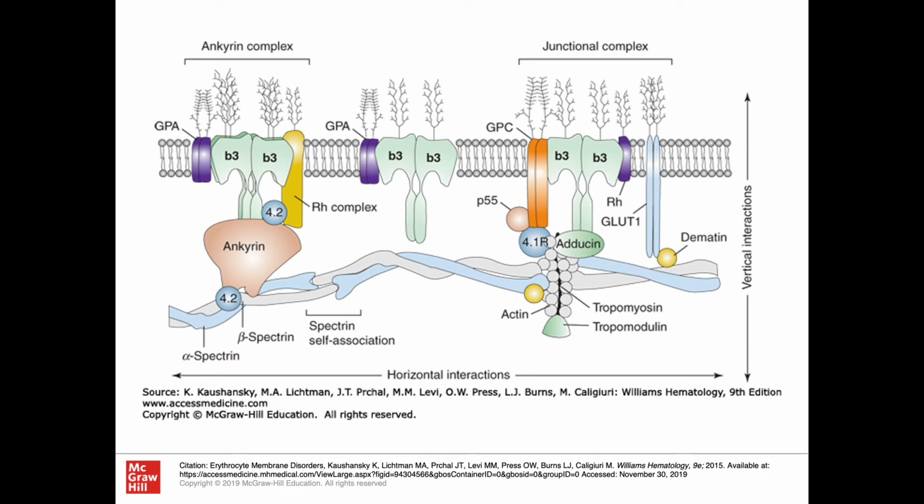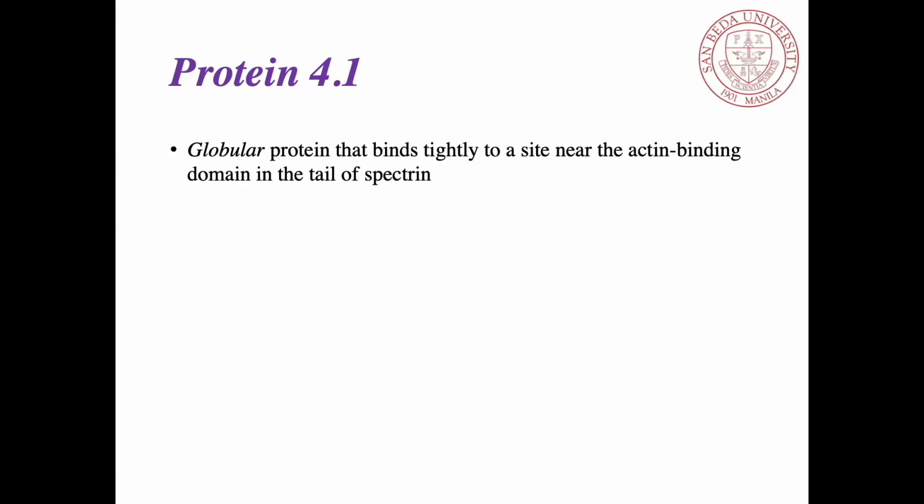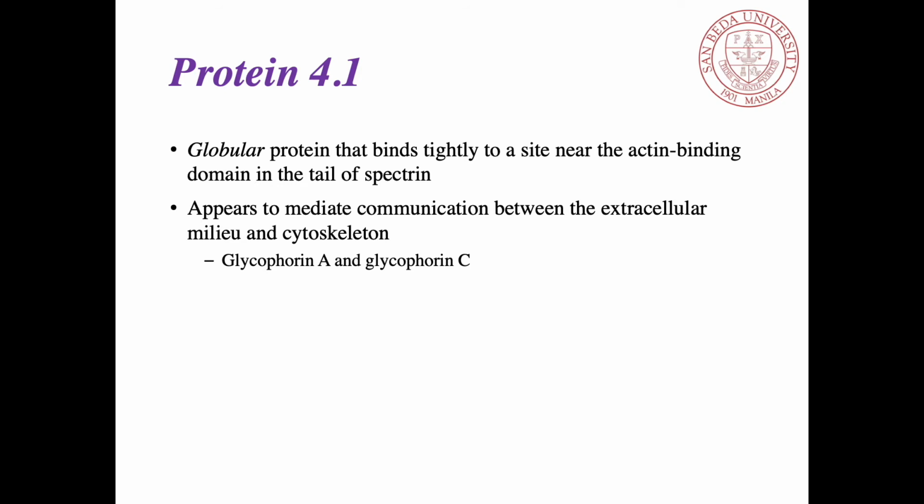Now, let's go back to this diagram from earlier and focus your attention on this area where you have the protein 4.1 and actin molecules bound to the tail ends of the spectrin chains. Protein 4.1, as opposed to the spectrin chains, is globular in structure, and it binds tightly to a site next to the domain on the tail end of spectrin where actin binds. As I'll be showing in another diagram, protein 4.1 appears to mediate communication between the outside of the RBC and the cytoskeleton via the integral membrane protein glycophorin.